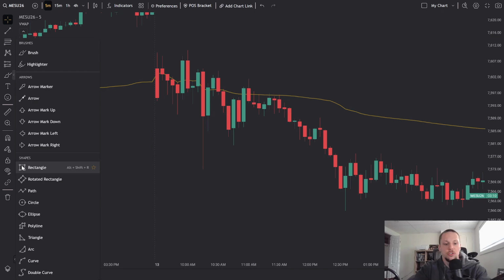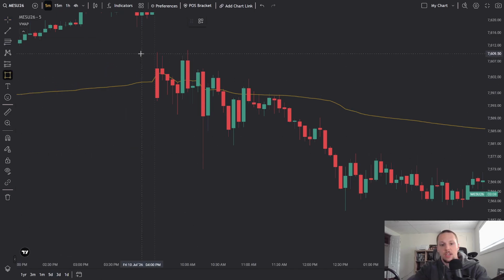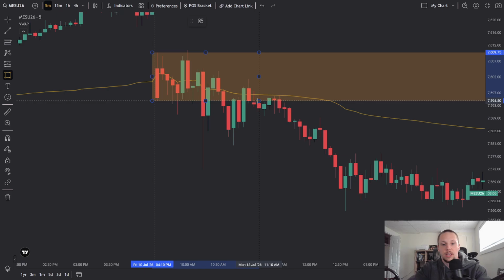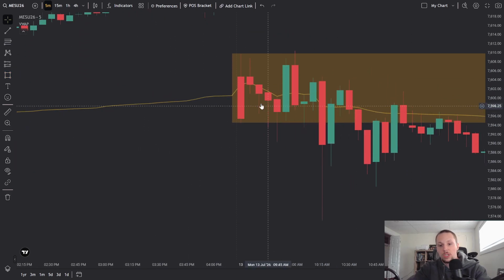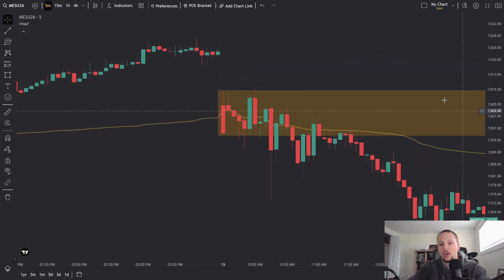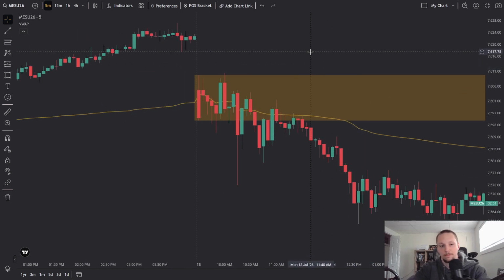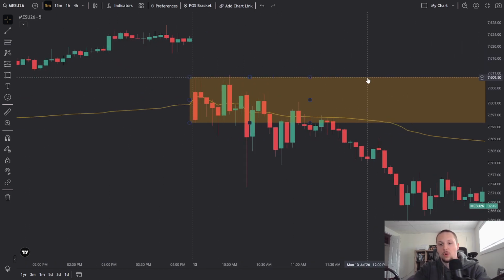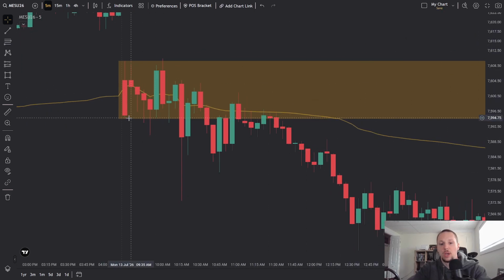The first thing I do is I take a rectangle tool and I highlight the first 3 5-minute candles on this chart, from the lowest portion of those candles' wicks to the highest portion of those candles' wicks, which gives us our opening range. The first thing that I wait for from this opening range is I wait for price to break out of the opening range and print a candle body.